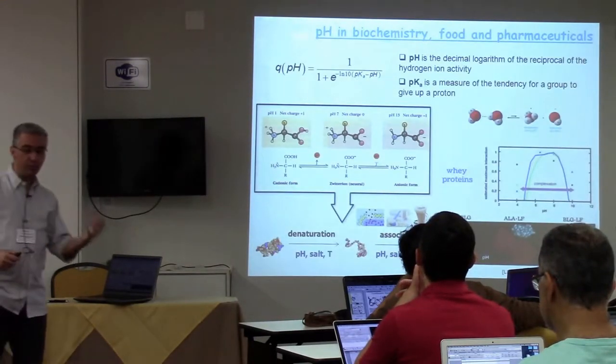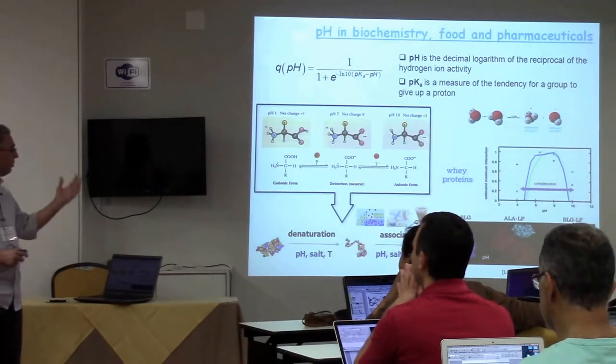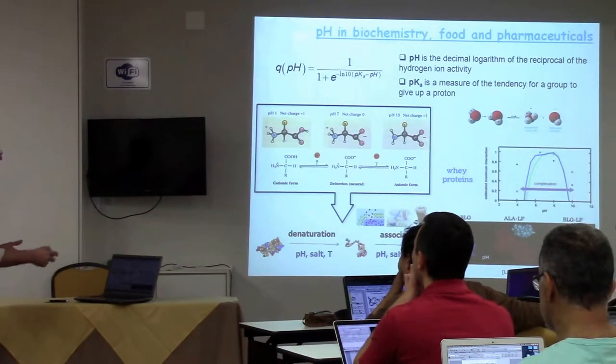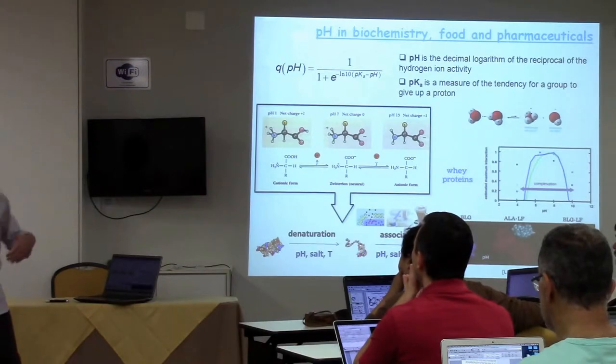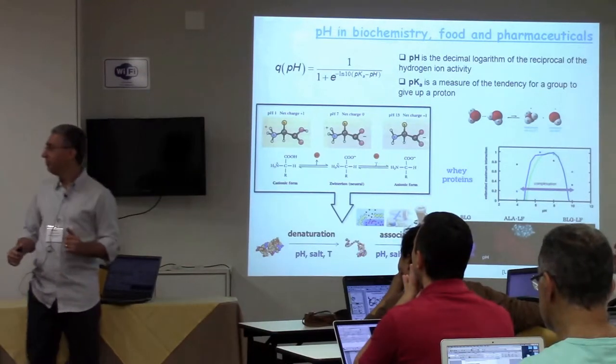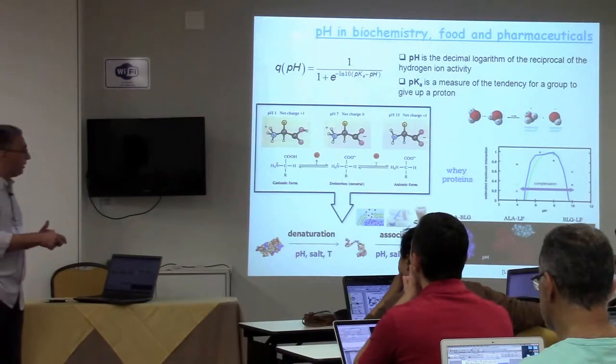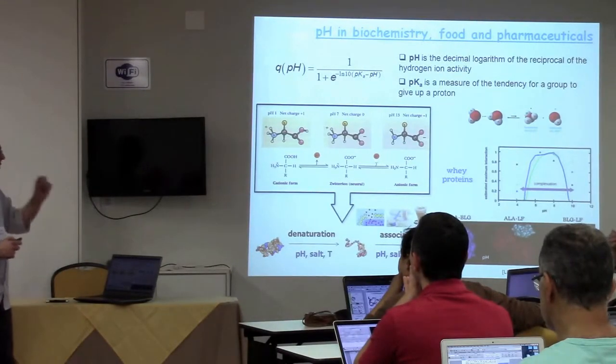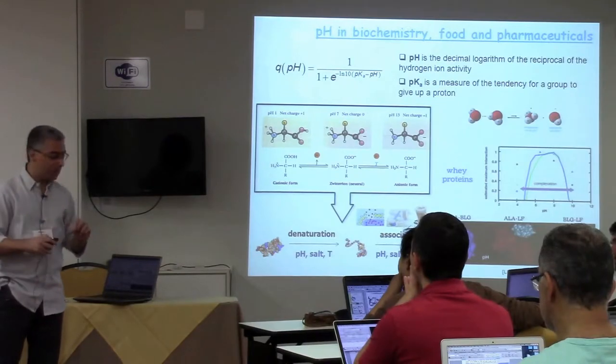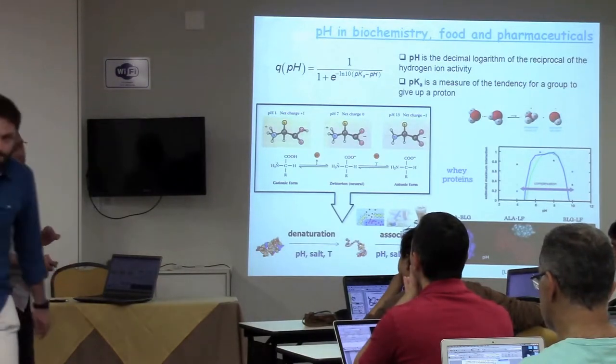I mentioned pH, and of course pH seems to be trivial, so let's go back to the basics. I mean, of course, the basic thing that we know about pH is that it can denature proteins. So we know that salt also plays a role here, and temperature, but what's really our main focus is how pH can control the association of the proteins.